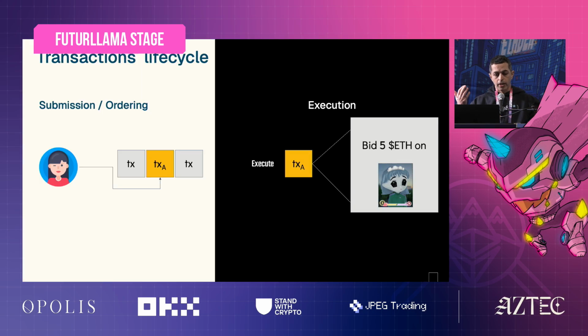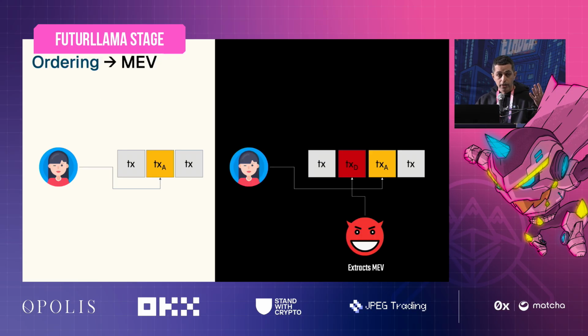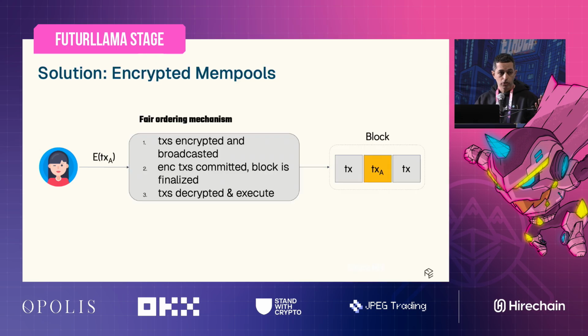So let's look at an example. And this is the typical transaction life cycle. We have the transaction being submitted, and then the transaction being ordered by the sequencer, and being executed. The key challenge is that since everything is out there in the public, this is a really good opportunity, when the transactions are being ordered, to extract MEV. A malicious actor, Bob in our case, can actually see the transactions in the mempool and can front run them to achieve MEV.